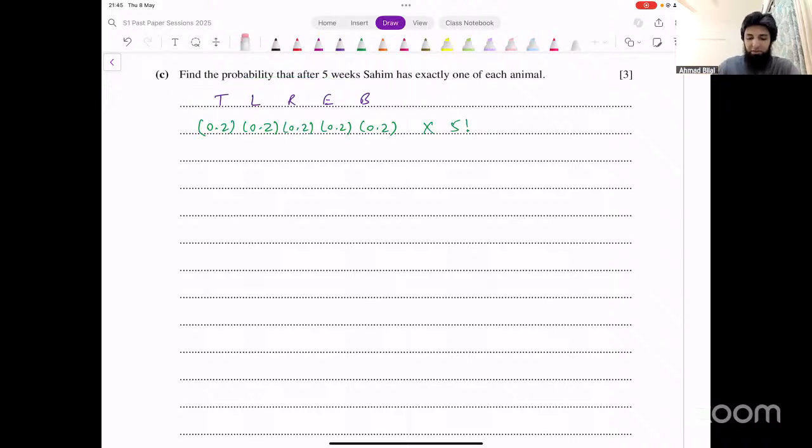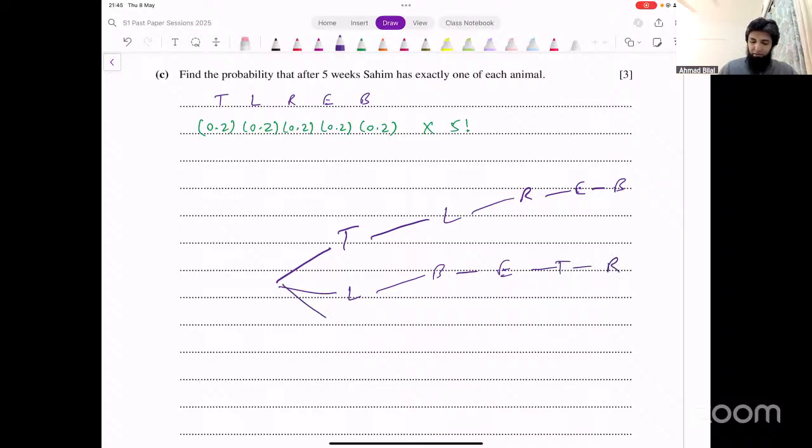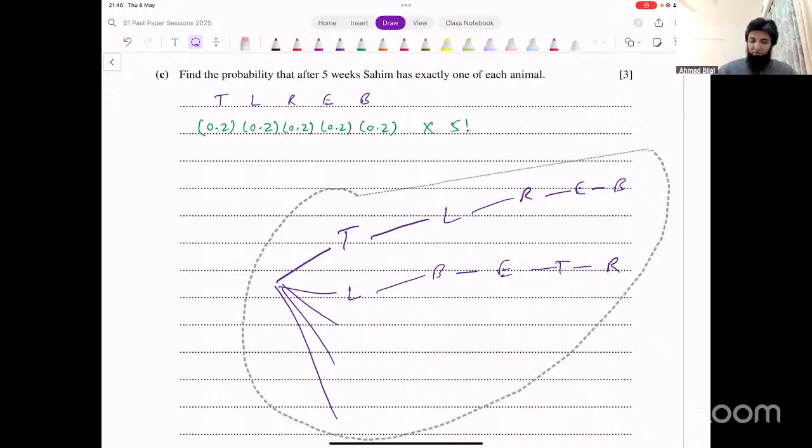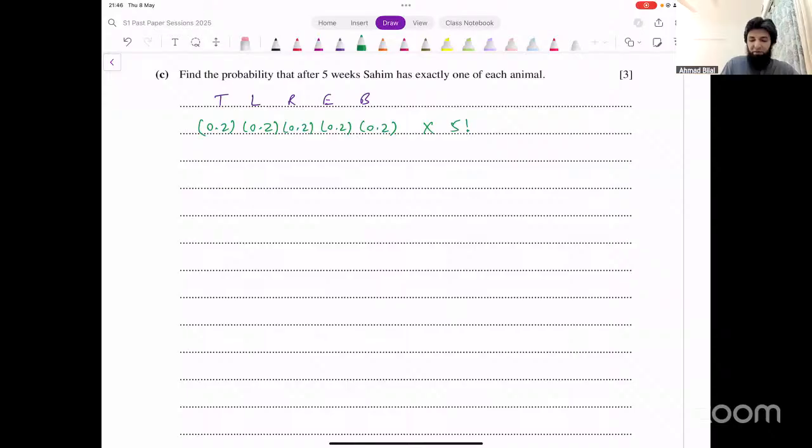So if you think of a tree diagram, one path in the tree diagram would be the first is a T, then L, then R, then E, and then B. There'll be another path. For example, you might have L first, and then maybe B, and then E, and then T, and then whatever is left, R. So how many paths like this are possible on that big tree diagram, 5 raised to power 5? We can't draw that tree diagram, but just think of it that way. On the tree diagram, there will be 5 factorial different paths that you can follow. So you multiply this by 5 factorial, and that will give the result.